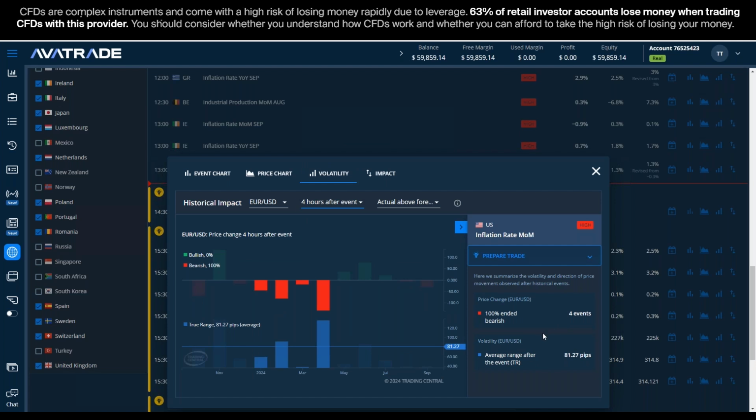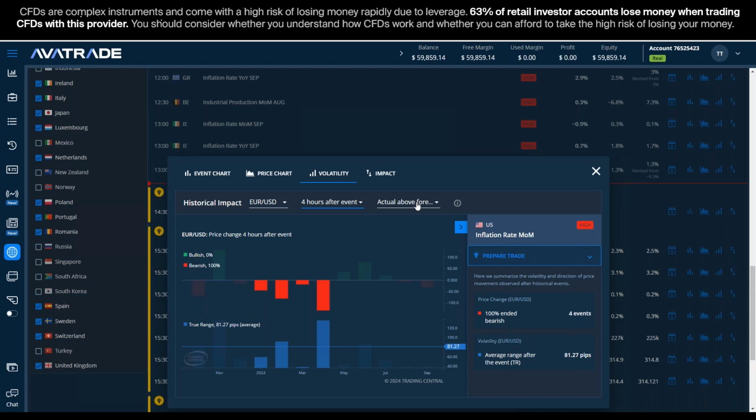Now you could be selective with your entry points. If it comes in a certain way that you feel the data says the movement should go up or down based on the past statistics, now it's not going to work every time, but you can be patient for your entry point.